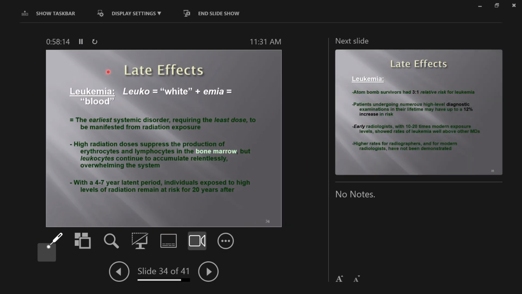Let's move on. Another late effect is leukemia. Leukemia is a form of blood cancer. We know that it deals with white blood cells because in the name leukemia we see leuko or leuc show up, meaning white. It's a system-wide problem. It's a whole body problem because the blood circulates everywhere, and it requires the least dose to manifest itself.